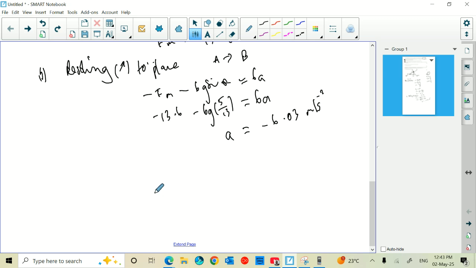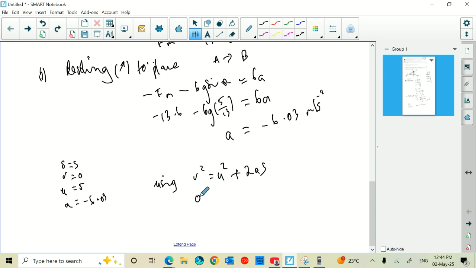Now, once you've found the acceleration, you can use SUVAT. We don't know s because that's what we need to find, the distance. We know that the final velocity, because it comes to rest, is 0, and we know that the initial velocity is equal to 5 meters per second. And we know the acceleration is equal to minus 6.03. So we can use v squared is equal to u squared plus 2as.